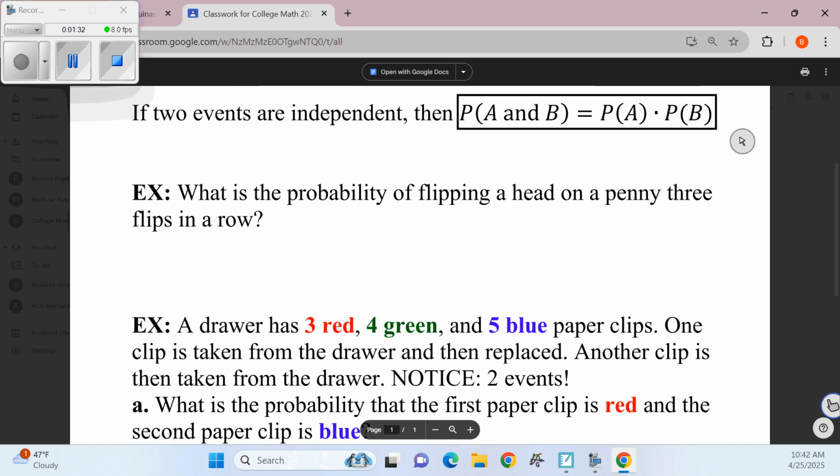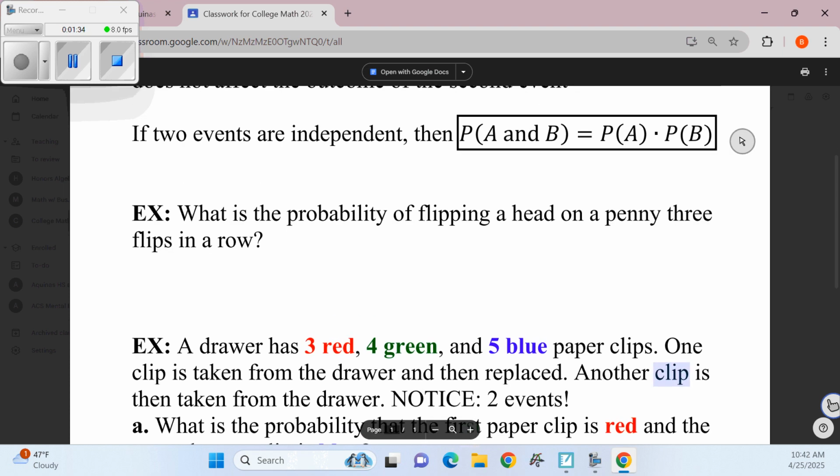So here's a great example that's pretty easy to talk through that maybe highlights what we're talking about here by multiple events. So looking at our first one here, what's the probability of flipping a head on a penny 3 flips in a row? So, okay, event 1, well, on a penny we either can get a head or a tail. So if I'm going to flip a head, that is 1 out of 2 options. So this is for the first flip, event 1, or flip number 1.